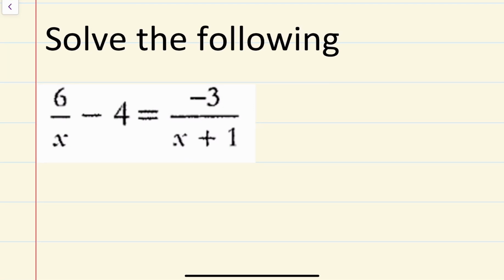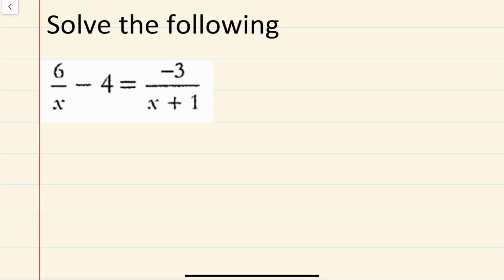In this example, we have to solve the following algebraic fraction. So here we have 6x minus 4 is equal to minus 3 over x plus 1. What I would like to do first is bring the minus 3 over x plus 1 across to make it plus 3 over x plus 1, and also swap the minus 4 across to the other side.